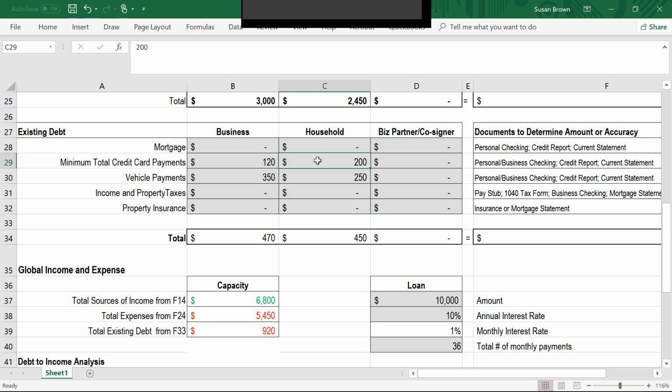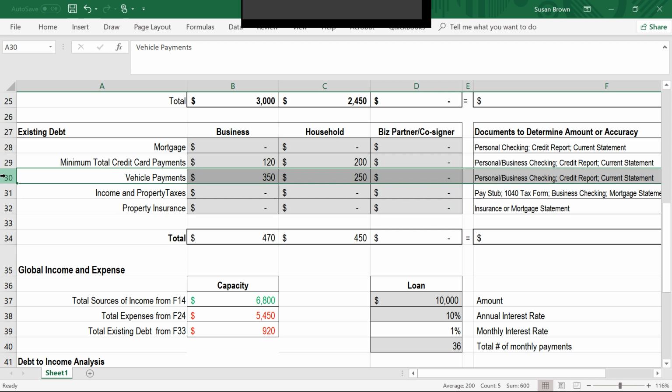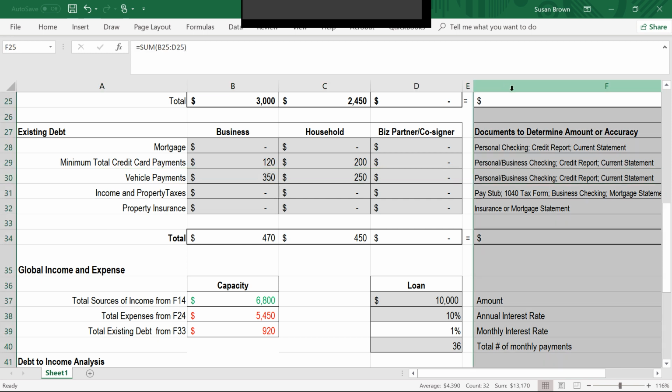And then it's quite common, of course, for there to be both a business vehicle and a personal vehicle. In the examples we use in Microlending Essentials, we see a lot of student loans, we see a lot of car loans, a lot of credit card payments. It varies from application to application, but those are all very common. And again, over here in column F are reminders of where you can go and look for that data.